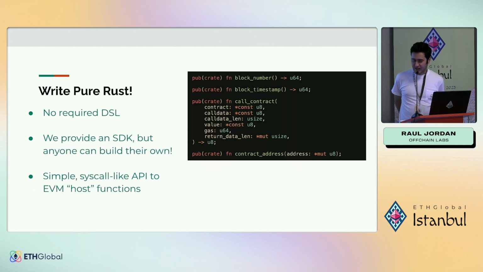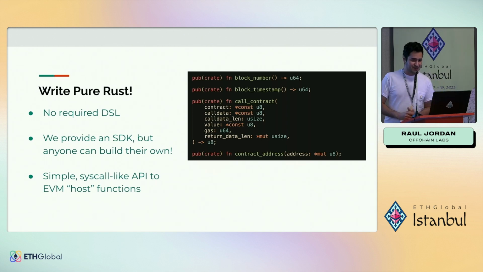What's really special about Stylus is that for the most part, you can write pure Rust. So we're not introducing our own required DSL where we say like, hey, no, it's like a weird flavor of Rust that has to work in a certain way. No, we provide an SDK, but anyone can build their own. If you want to interact with the EVM or do things that are EVM related, you can say, give me the block number, give me the block timestamp. You have this low-level kind of syscall-like API to get things done. You can call contracts, you can interact with storage.